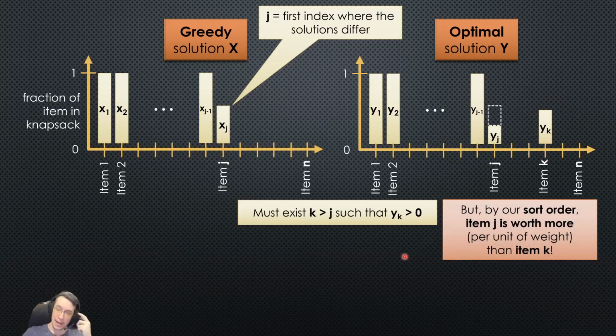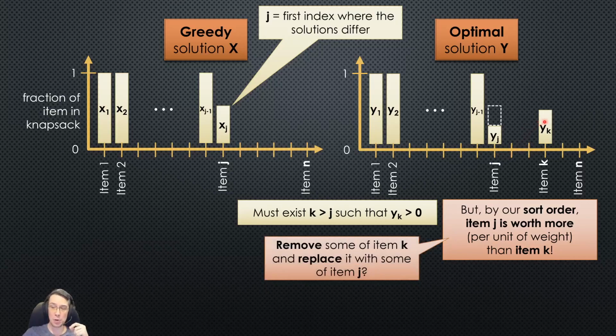Now here's the thing. By our sort order, we're considering items 1 up to n from largest profit over weight to smallest profit over weight. So we know that item j, because it's earlier in this sort sequence, is worth more per unit weight than item k. So it actually doesn't make any sense from a profit standpoint to take any of item k until I've taken as much as I can of item j. So what if we take this supposedly optimal solution and remove some of item k, and take that weight that we saved by removing some of item k, and fill that weight up with some more of item j.